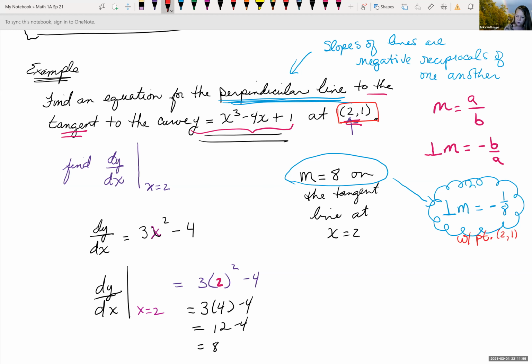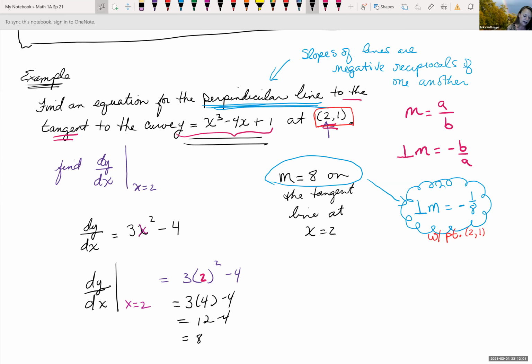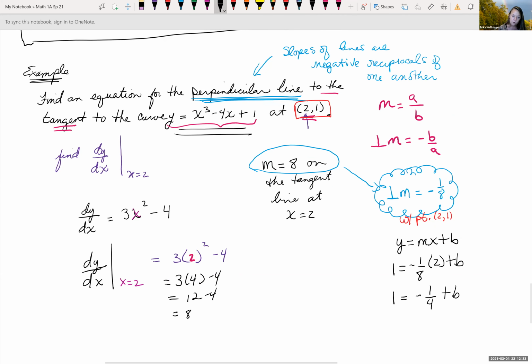So now, to find the equation of that line, I know a point and a slope. I can use y equals mx plus b, plug in what I know so that I can solve for b. Once I know b and my slope, I have the equation of that line. So my y value of 1 is equal to my slope, negative 1/8, times x, which is 2, plus b. So 1 is equal to negative 1/8 times 2, which is negative 1/4, plus b. Common denominator really quick: when I add 1/4 to both sides, I have 4/4 plus 1/4, which is 5/4. So b is 5/4.